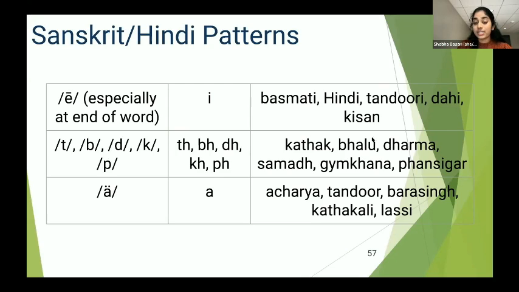So that H is silent. Balu, that H is silent. Dharma, H is silent. Samad, Gymkhana, Pansigar. So you can see those H's are silent in the English pronunciations of these words. And then the A sound in Sanskrit and Hindi is also spelled with an A. So Acharya, Tandoor, Barasingh, Kathakali, and Lassi are how they're all pronounced in English. And so that's the general rule for Sanskrit and Hindi words.